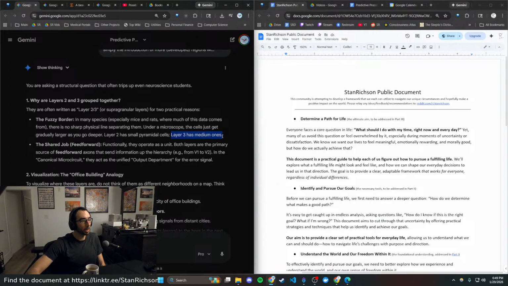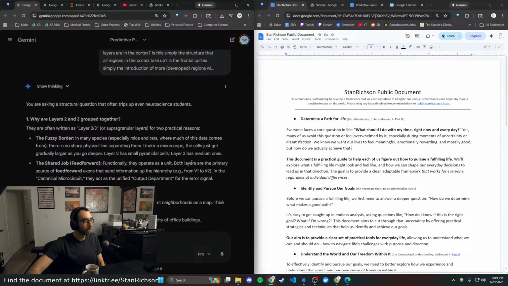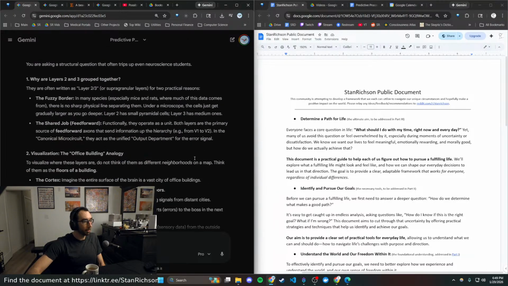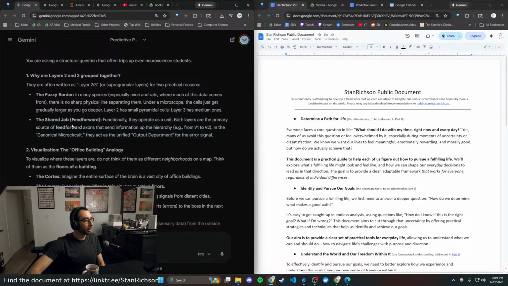Okay, so each layer they're getting larger, I'm guessing. Layer 5, L5 pyramidal cells are like huge, I think, relatively speaking. Okay, the shared job. Functionally, they operate as a unit. Both layers are the primary source of feed-forward axons that send information up the hierarchy from V1 to V2. In the canonical microcircuit, they act as the unified output department for the error signal. Okay, so they're dealing with error here.